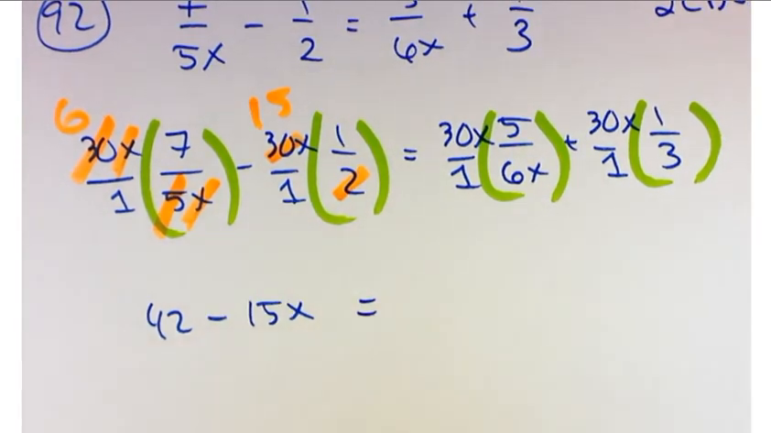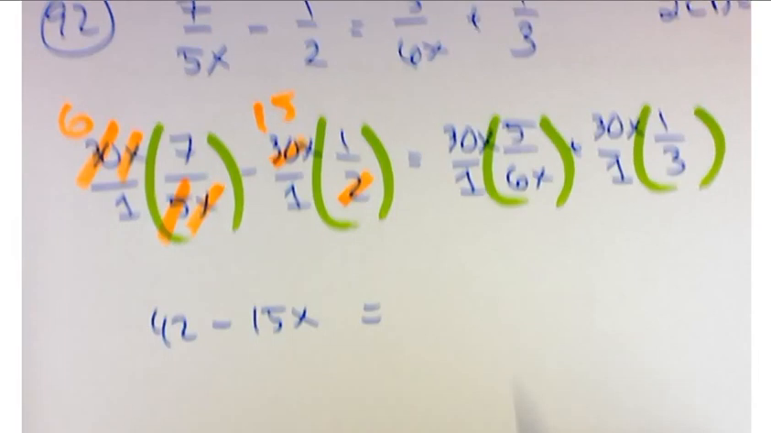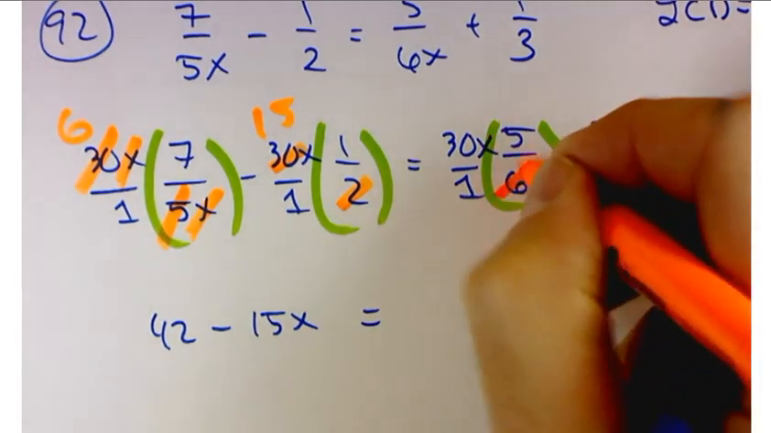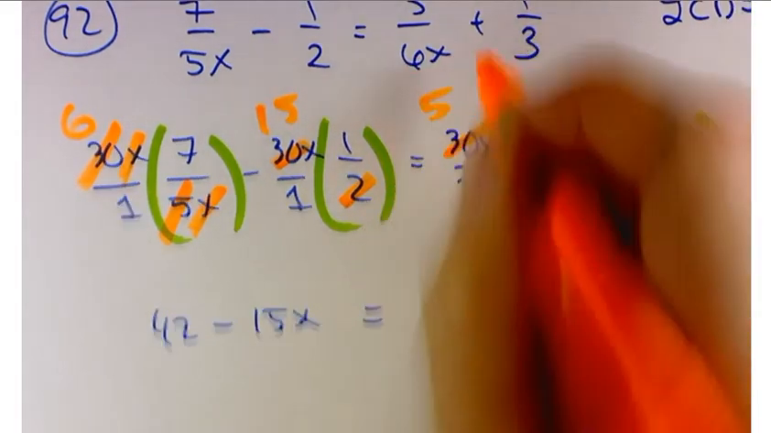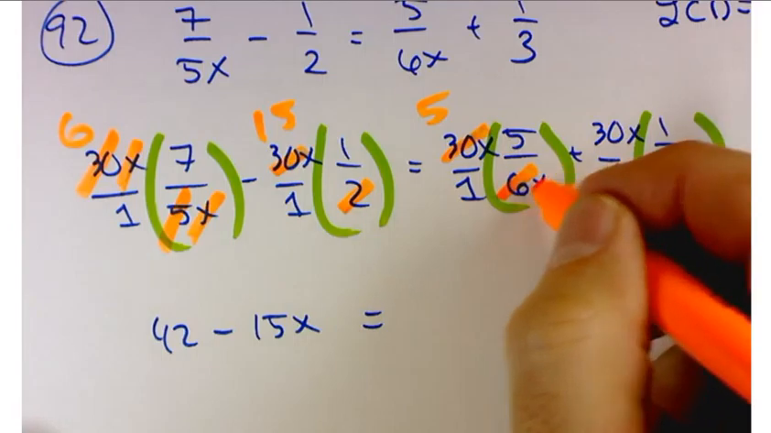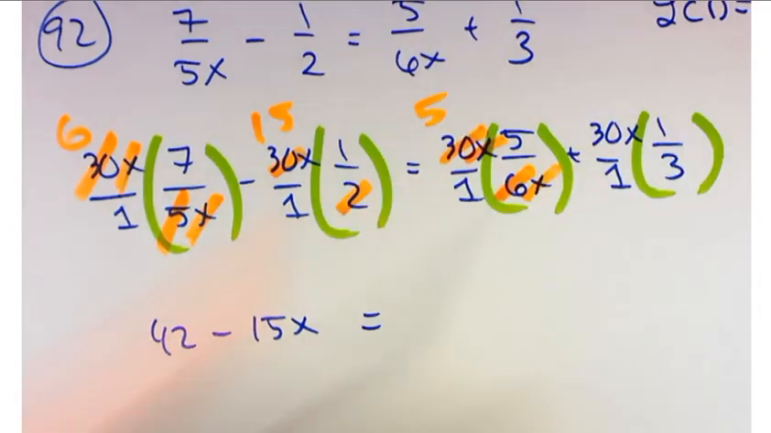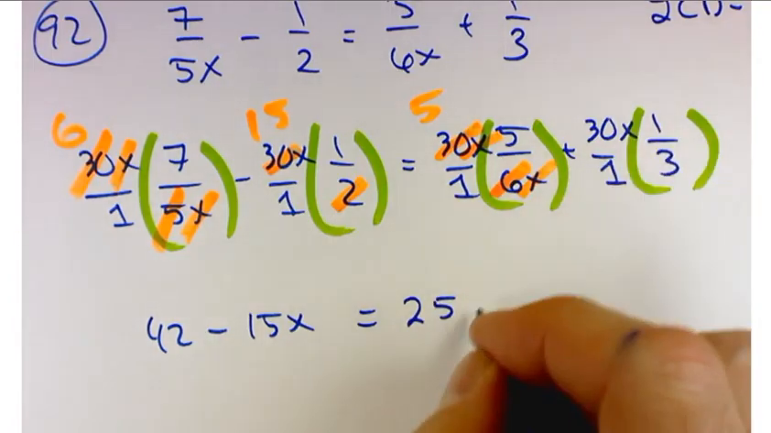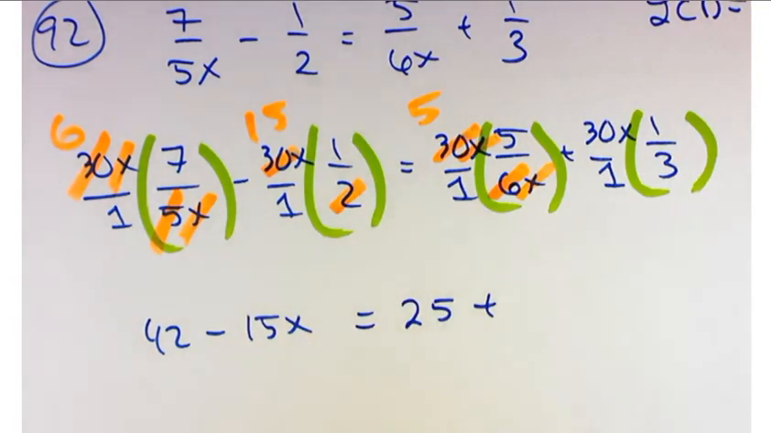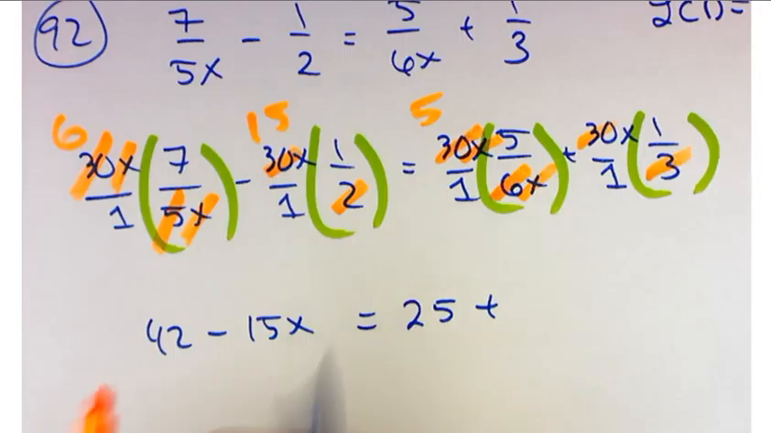Norman, thanks for volunteering. All right, so I cancel. I get a 5 here. And what else disappears? Yep, the x's. So I'm left with 5 times 5 is 25 plus, anyone? 10x, good. So 10x.